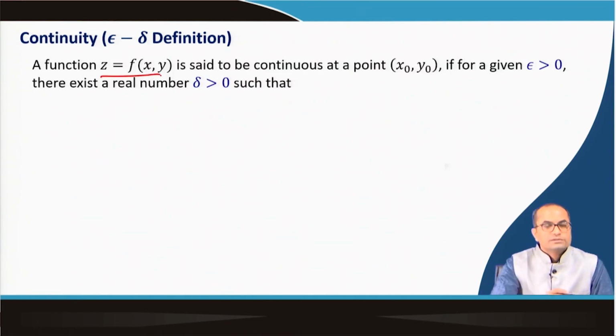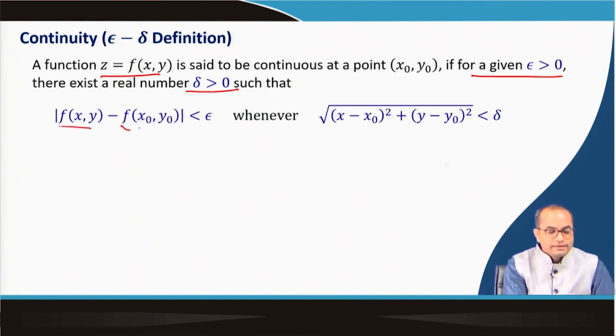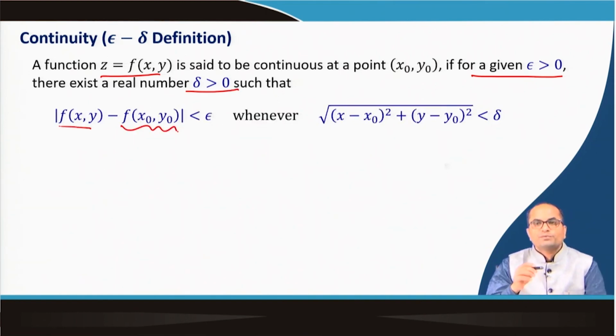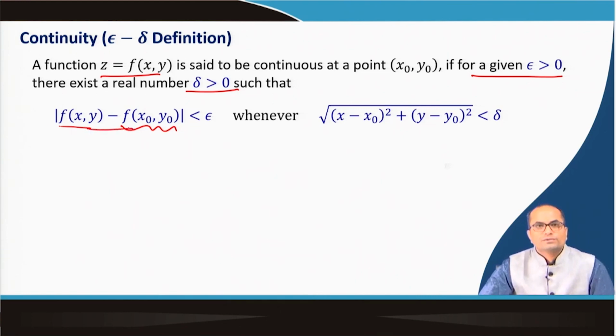So, a function z is equal to f x y is said to be continuous at a point x naught y naught if for a given epsilon there exists a number delta such that the difference between f x y and this f x naught y naught, because we are proving here that the limit of this f x y is f x naught y naught. So, the difference we have taken of the two, f x y minus f x naught y naught, less than epsilon wherever we take x from this delta neighborhood. That was the definition of limit also.